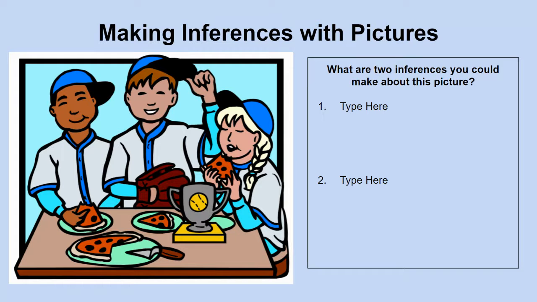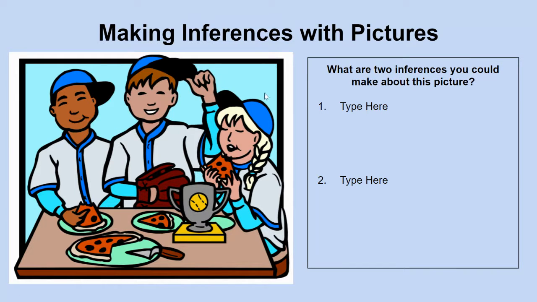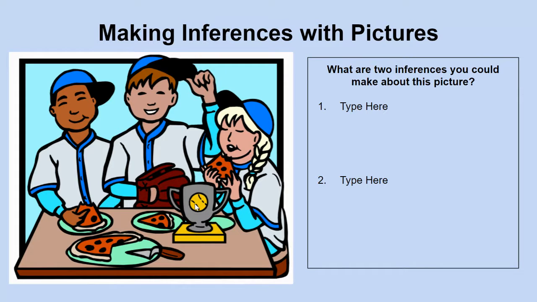I notice a couple details that stand out when I look at this picture. It appears that they are wearing some form of a uniform. They have the shirts and they have the same hats. And I notice that this child in the middle has a baseball glove in his hand. I see that they have pizza out and I notice a trophy. So there's a couple different inferences that I could make based on this picture.